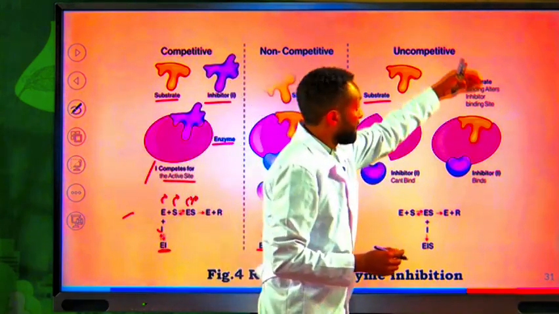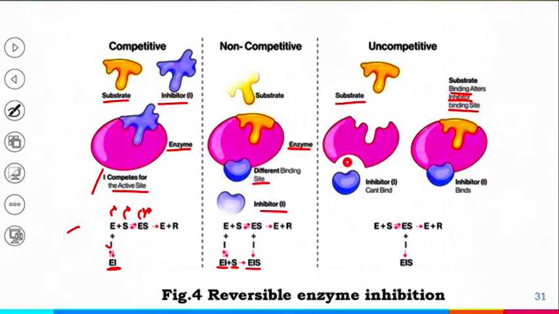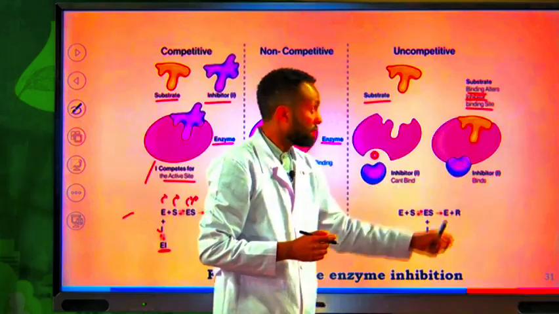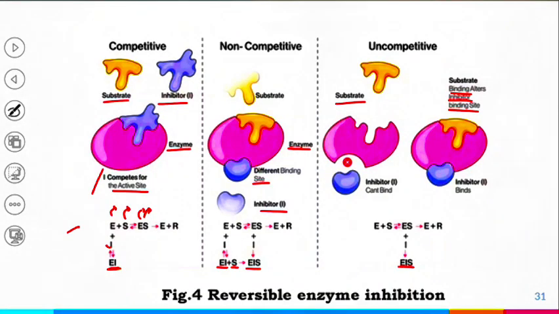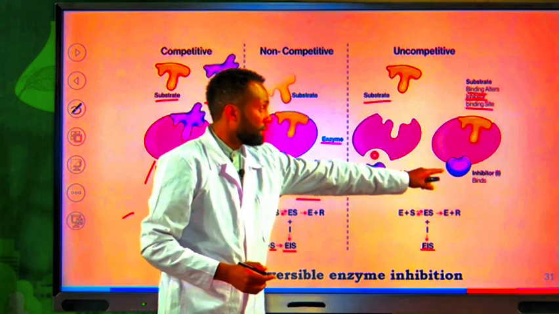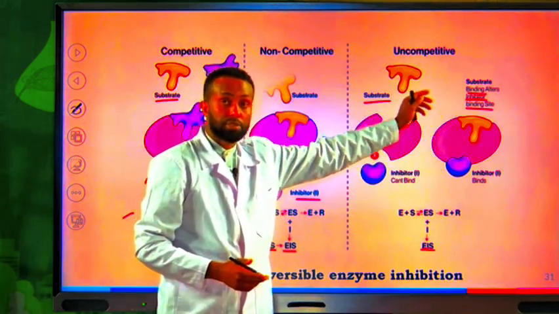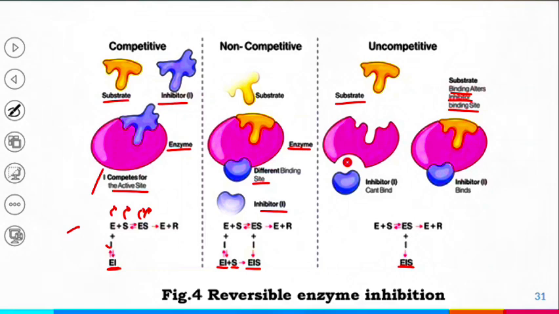But here, if there is an alteration of binding sites, the substrate will bind here, and the inhibitor binds here. Therefore, enzyme-inhibitor-substrate. If there is an enzyme and there is a substrate, they form an enzyme-substrate complex. Finally, the inhibitor will bind with the enzyme, and they form enzyme-inhibitor-substrate. So, these are the reversible enzyme inhibitions: competitive, non-competitive, and uncompetitive.